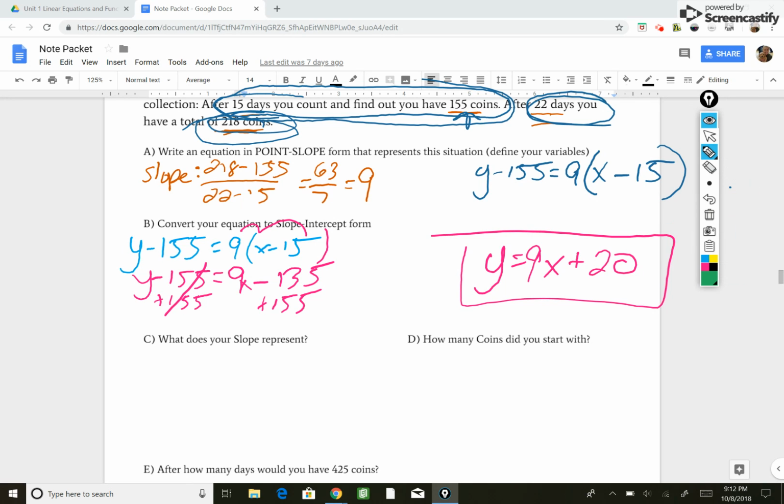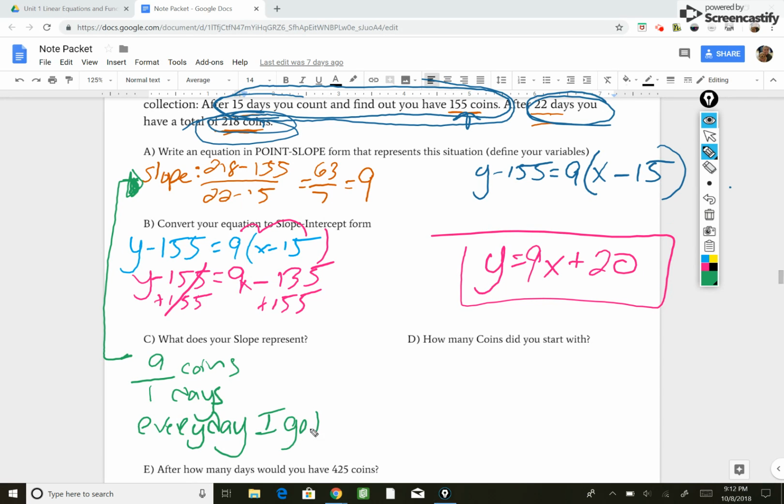Now we're just going to break down what that means. It says, what does your slope mean? So we're going back up to this for C. What does the slope mean? My slope was coins over days. So really 9 over 1 is coins over days. What it means is every day I got 9 coins. It was 9 coins to one day. So every day I got 9 coins.